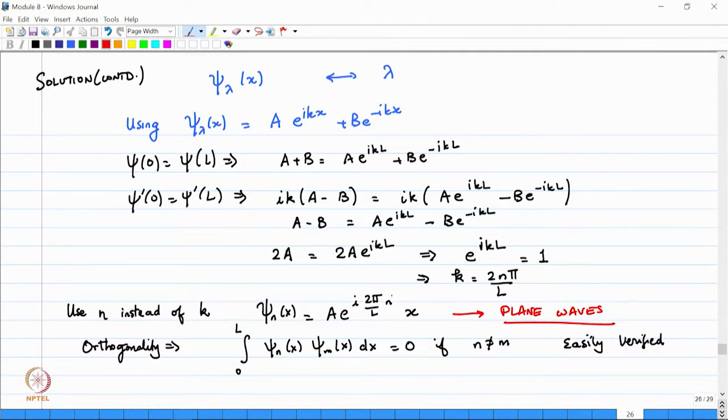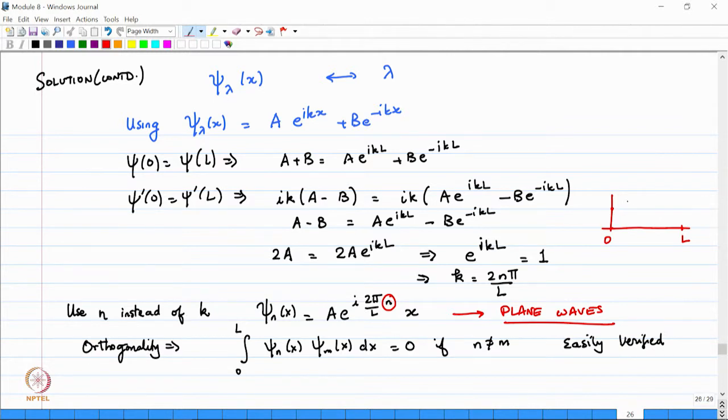Now, if I take different values of n, then I will get different functions. All these functions are periodic in the interval 0 to L. So, if I plot them between 0 and L, these will be periodic functions. Whatever the value is at 0, you will have the same value at L. You will have both the real and imaginary parts of this function be periodic.